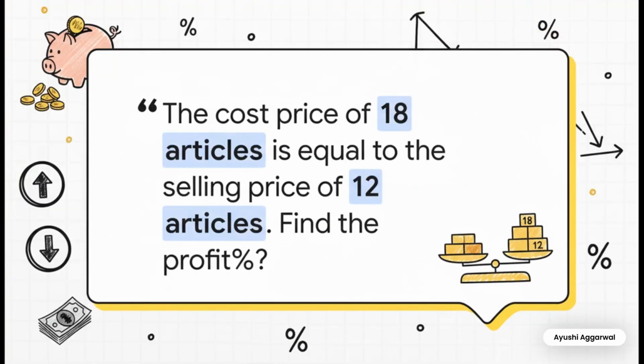So here's the question. It's question 13 from our source. The cost price of 18 articles is equal to the selling price of 12 articles. Find the profit percent or loss percent. Now, this is where students often get confused, right? Because there's no direct CP or SP value in rupees. It's all about the number of articles. But the solution is way easier than the question sounds.